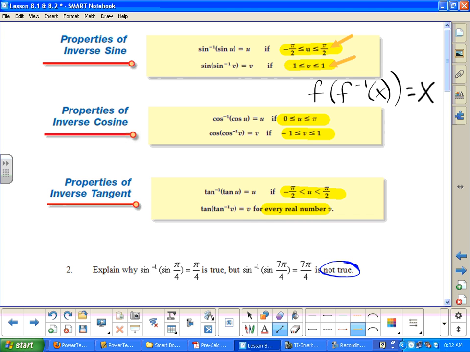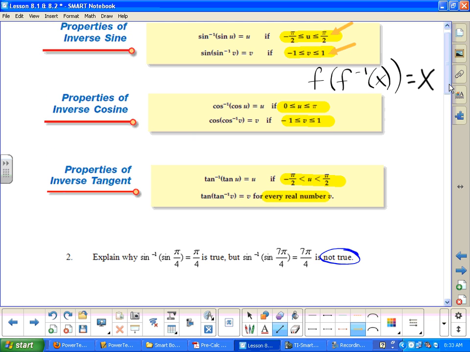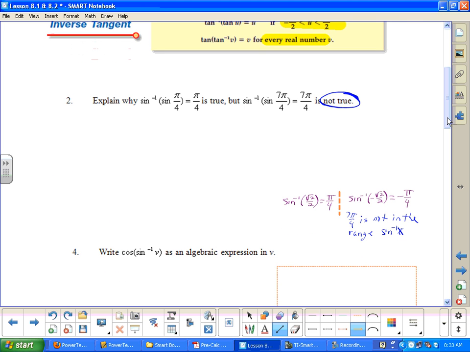So let's look at number 2 here. All right, you guys writing all that down? All right, it's in your book too. So, all right, looking at number 2. Okay, that's supposed to be covered up.